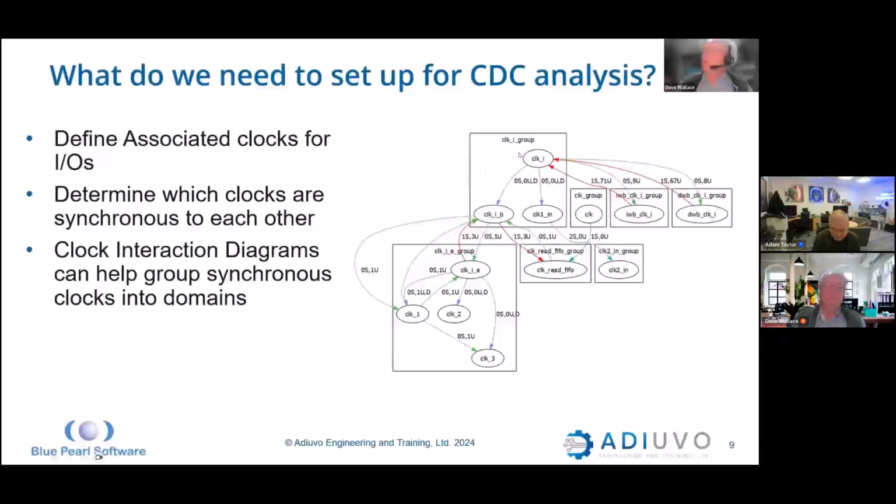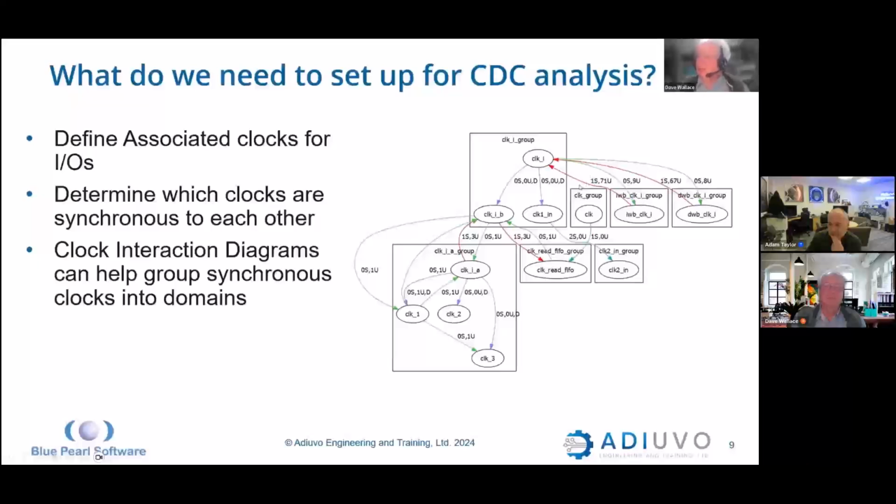Each of these ovals is a clock, and the boxes indicate domains where the clocks have a synchronous relationship to each other. The annotation, each arc here, is potentially an interaction between two clocks. It says, okay, we've got one or more paths originating from this clock and being received by this other clock. And the annotations on the arcs tell us how many of those paths are already synchronized or unsynchronized, as well as some other information.